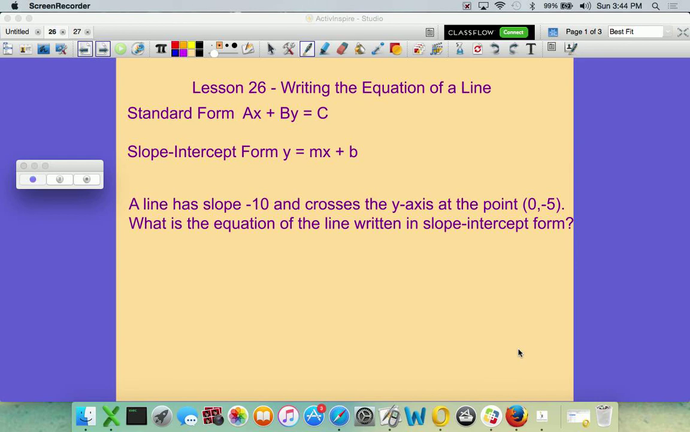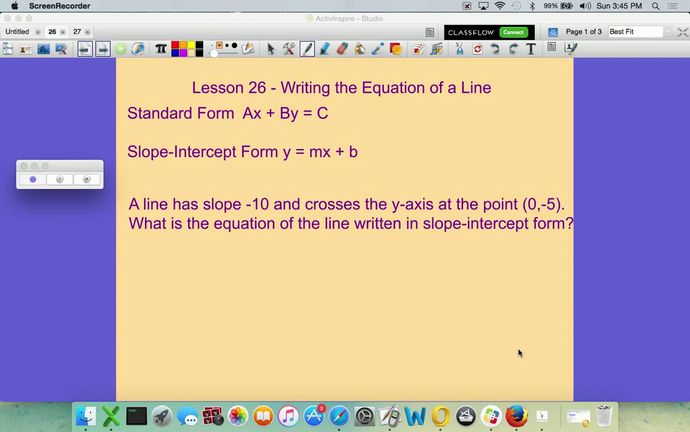Today we are going to do lesson 26, which is writing the equation of a line. As you can see there, we are going to deal with two different equations for this lesson today. The one that you're most comfortable with is slope-intercept form, which is y equals mx plus b. The second one that we'll use quite a bit is standard form, ax plus by equals c.